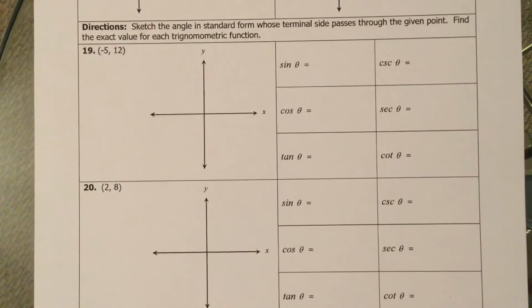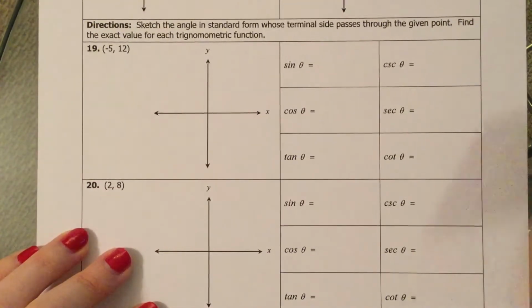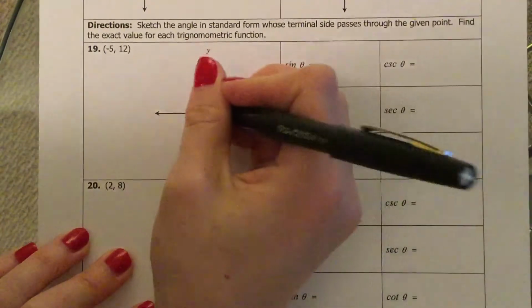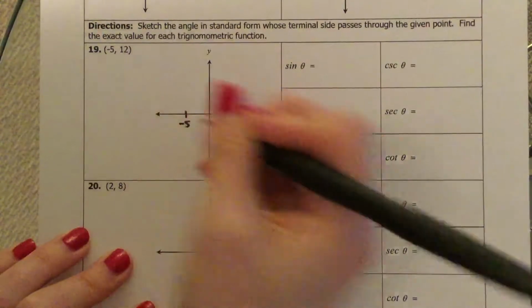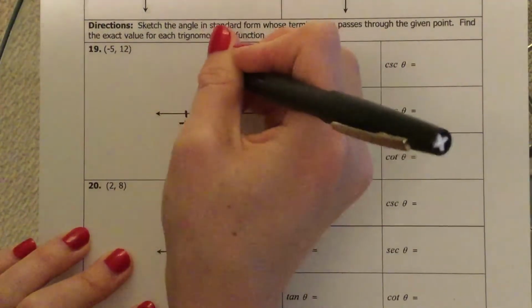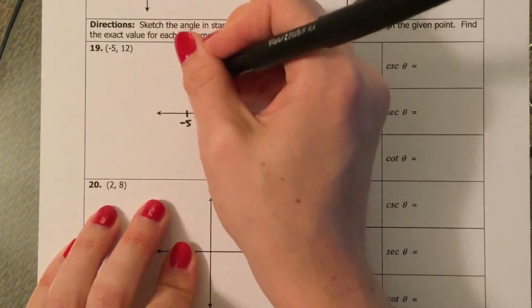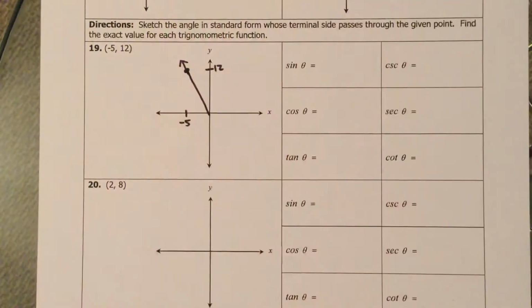All right, next page we have 19, 20, and 21. You sketch in this point, so you can sketch the terminal side, figure out what the angle is. So -5, +12. It doesn't even have to be super exact. So -5 and then 12 would be more than that. So we've got this point right here, so you can extend the terminal side like that.